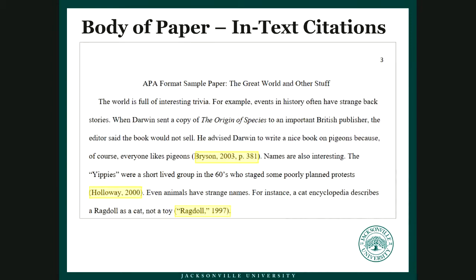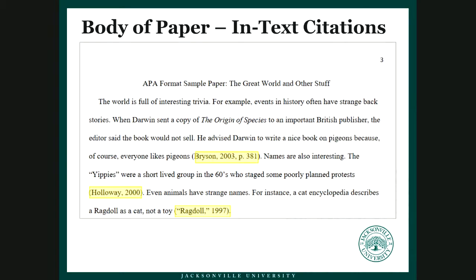The next page is going to be the body of your paper. So here we have some examples. Notice there are citations throughout the paper. These are in-text citations. With the in-text citation, the information is going to be in parentheses. So you've got the author's last name, you've got the year, and then a comma, and then the page number if you're referring to a specific part of the source. If you're not referring to a specific part of the source, you would just have the author's last name and the year.